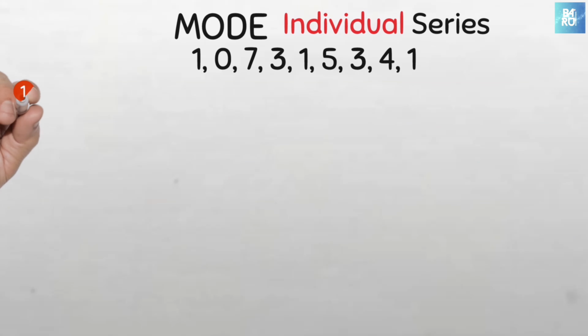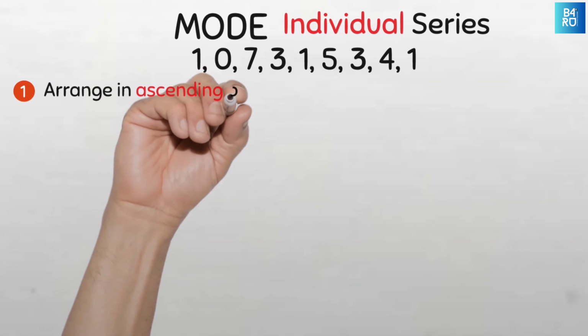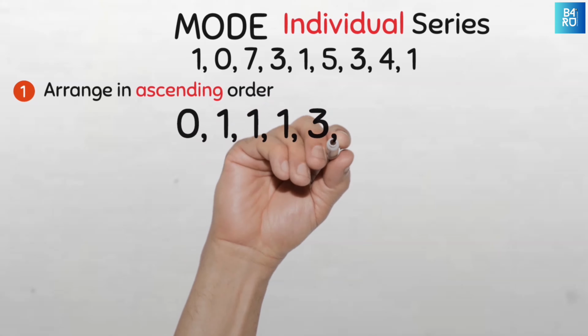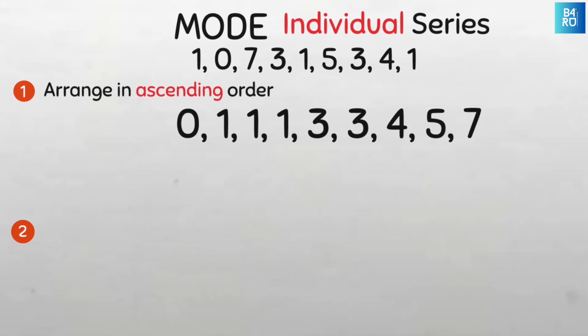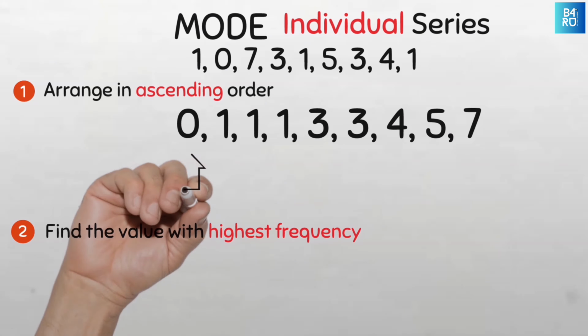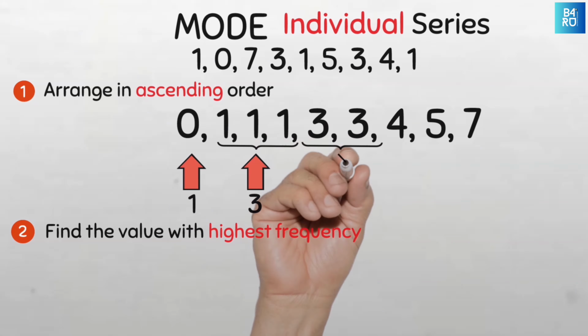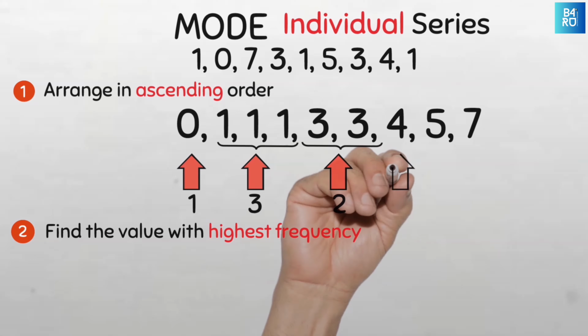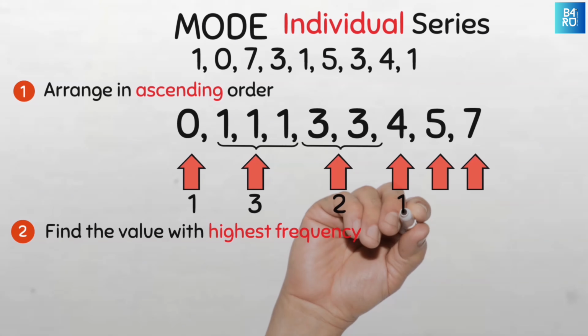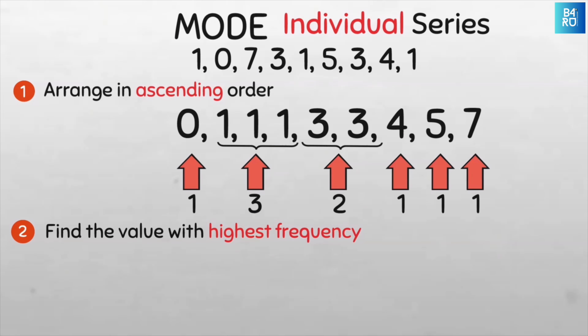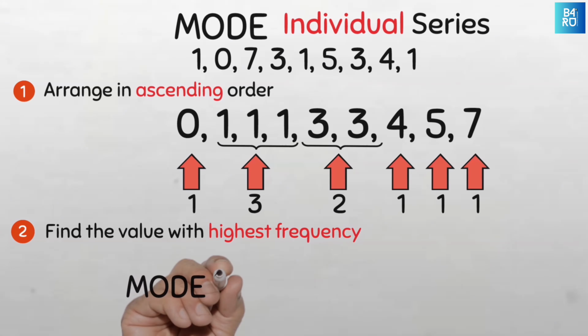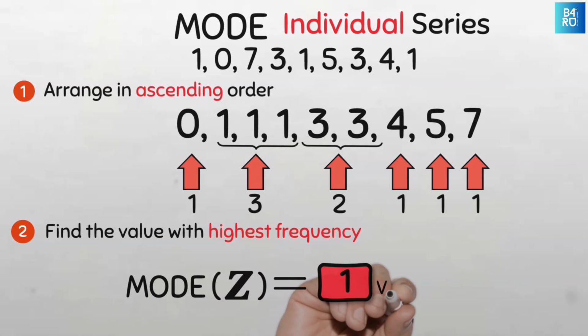To do this, we need to first arrange the data in ascending order so we can see all the same values together. Next, we observe to see which value has the highest frequency. For the first value, 0, it occurs only one time. For the second value, 1, it occurs 3 times. 3 occurs 2 times, while the fourth, fifth, and sixth values each occurred only once. So we can see clearly that the highest frequency is 3 and the value with the highest frequency is 1. So the mode number of visits is 1 visit. Easy peasy.